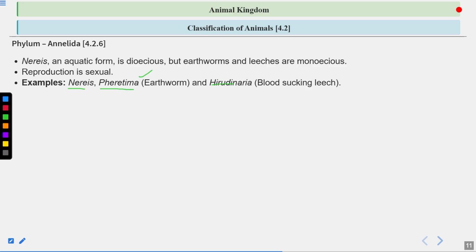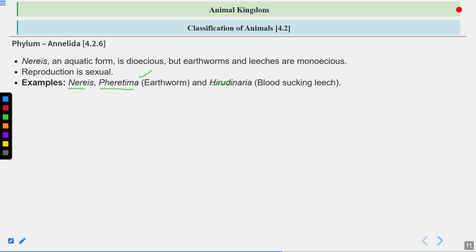Yes, very good. Hermaphrodite doesn't mean that they reproduce by themselves, though they have both sexes. At a time, it will behave as either a male or a female, right? So one earthworm is behaving like a male, and another earthworm is behaving like a female at that time, right?